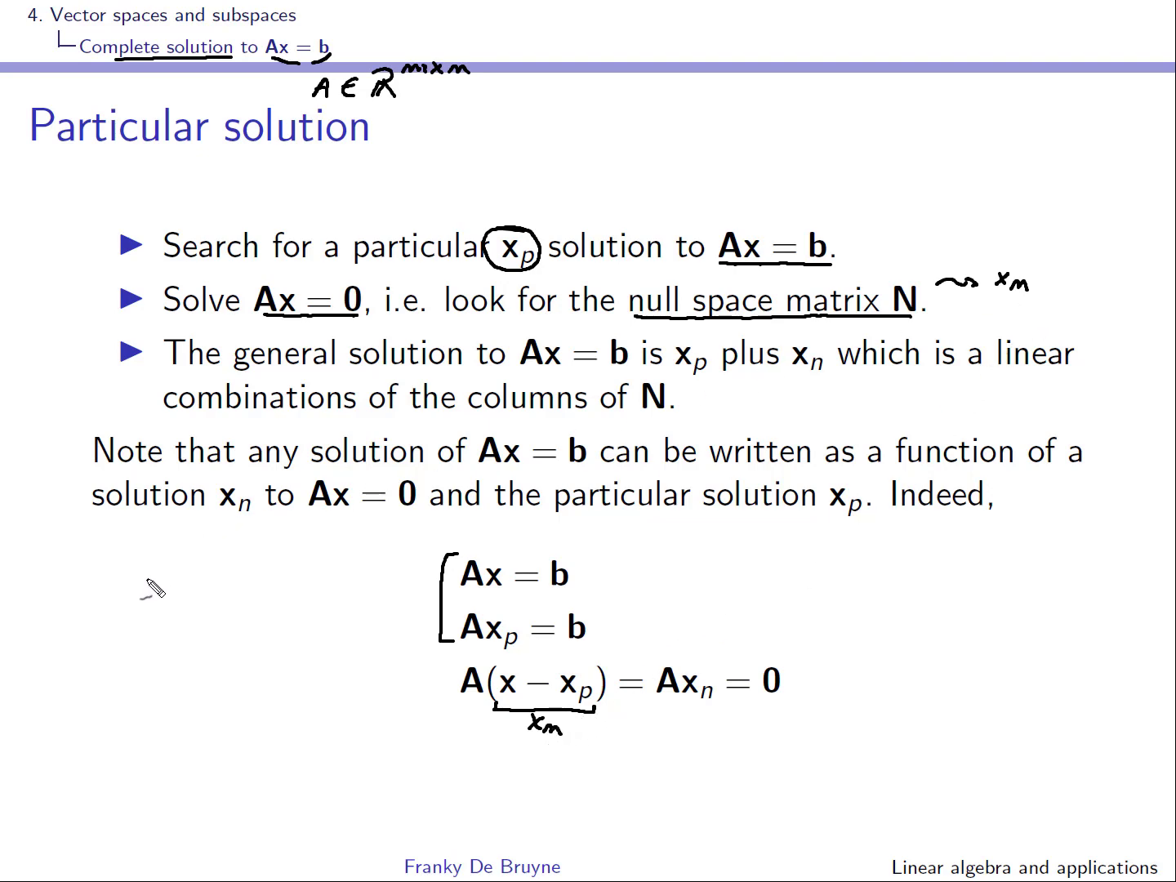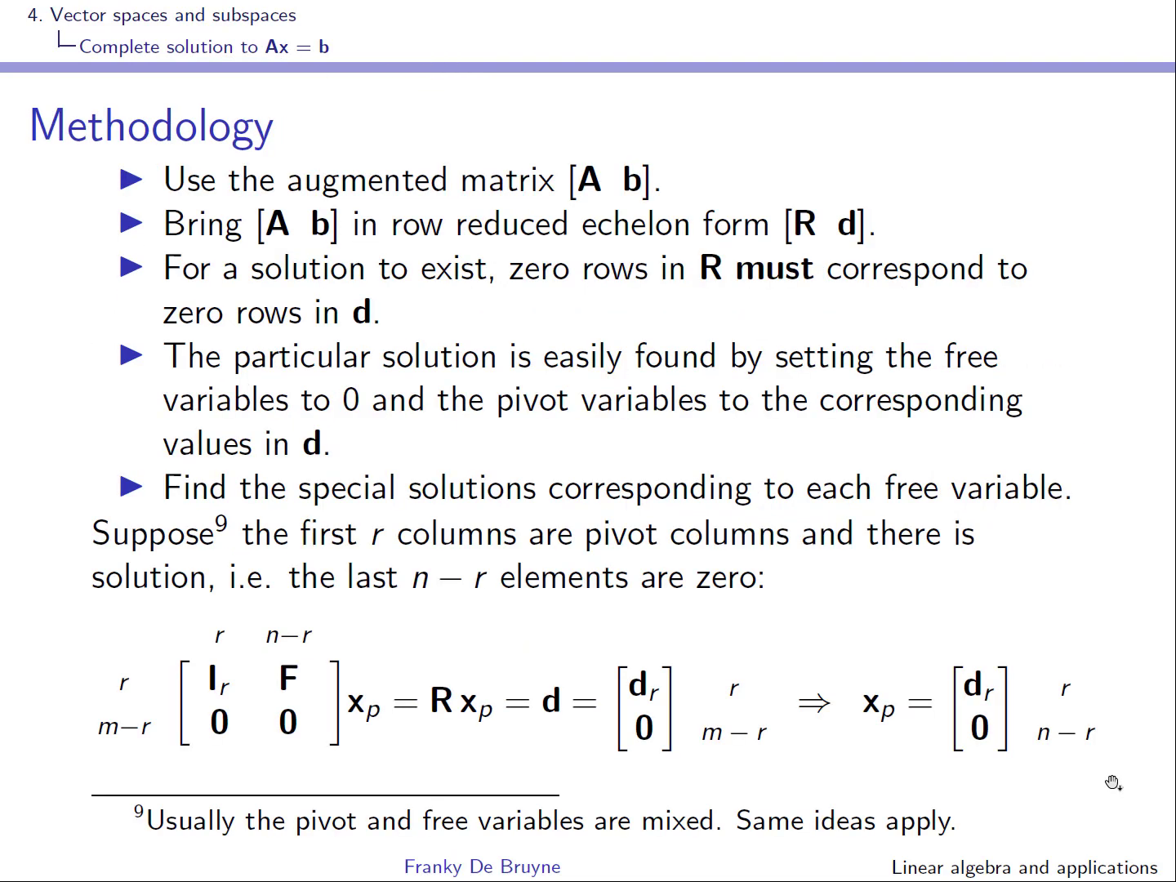So we see here, and this is what is written over here, that any x that is a solution to Ax = b can be written as x equal to a particular solution plus the solutions of the equation Ax = 0. We have a systematic way of producing this one. We would now like to have a systematic way to produce the particular solution.